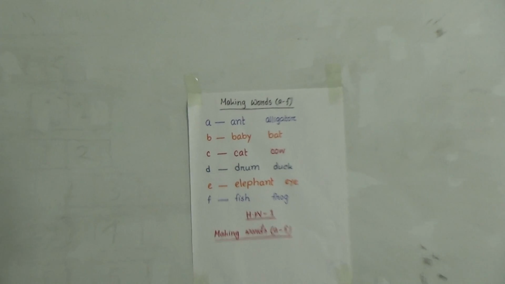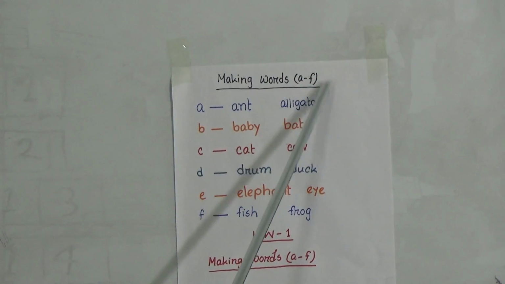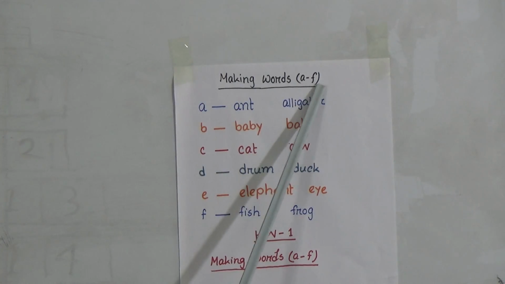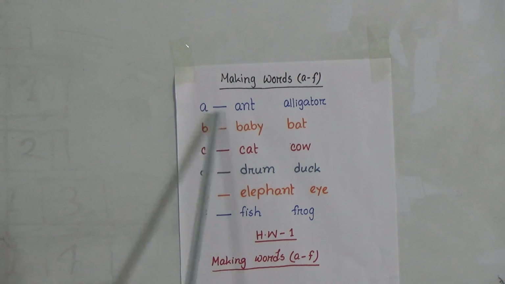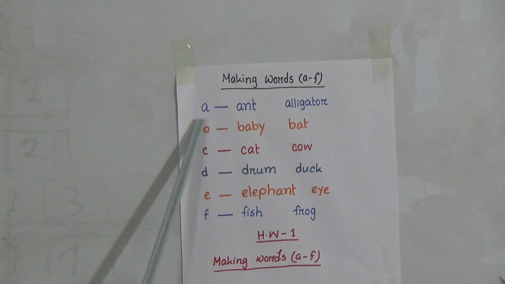So this is our today's topic, making words with the letters A to F. That means we have to make 2 words with these letters. With each letter we have to make 2 words. At first A.